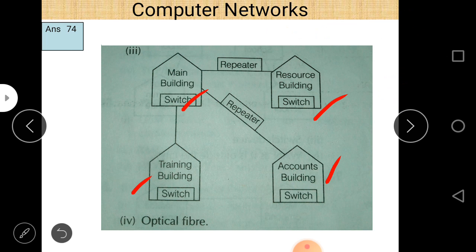As far as the difference between hub and switch is concerned, a switch is an intelligent device that sends data to a particular computer, but a hub basically broadcasts the data. So between hub and switch, where there is a choice, we use switch here. And second is the use of repeater.